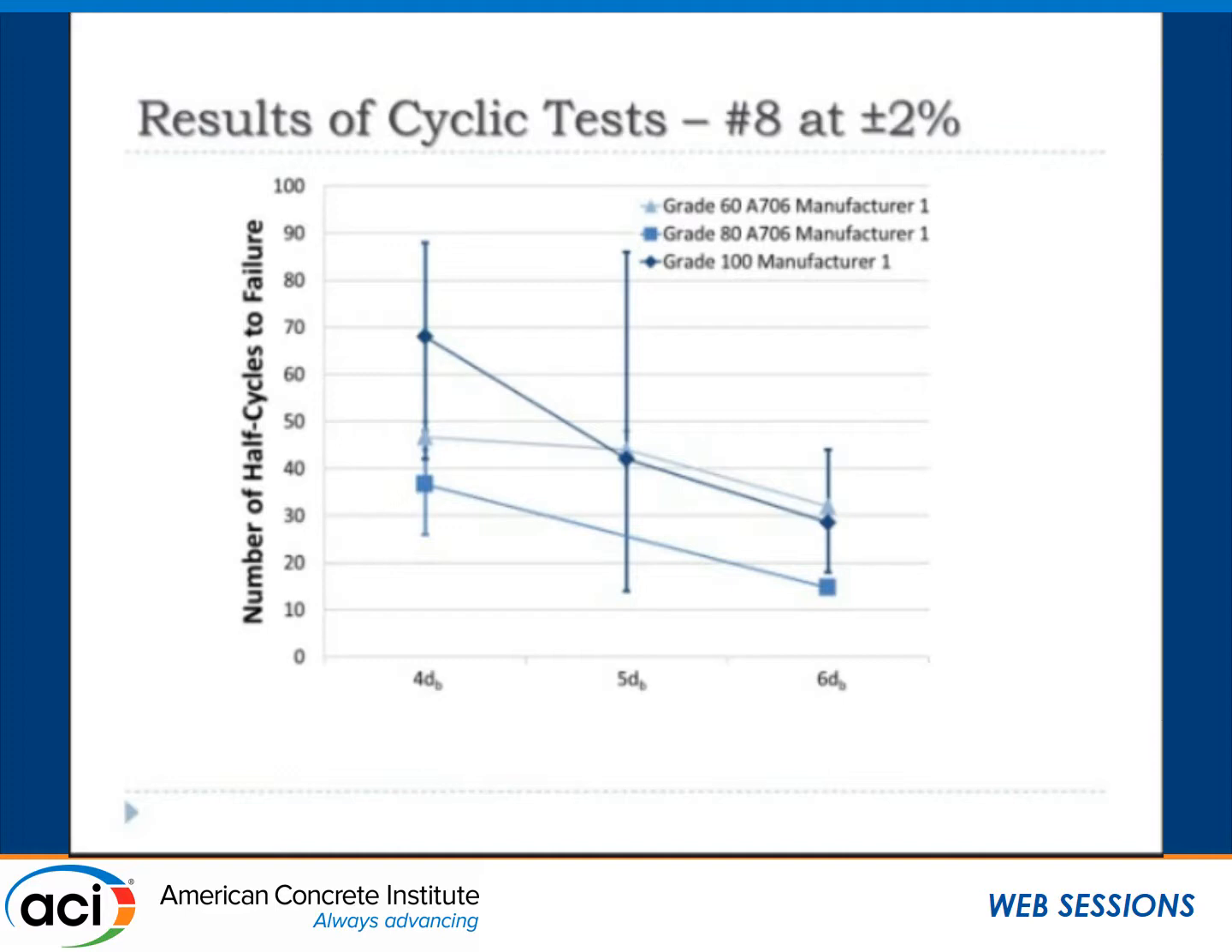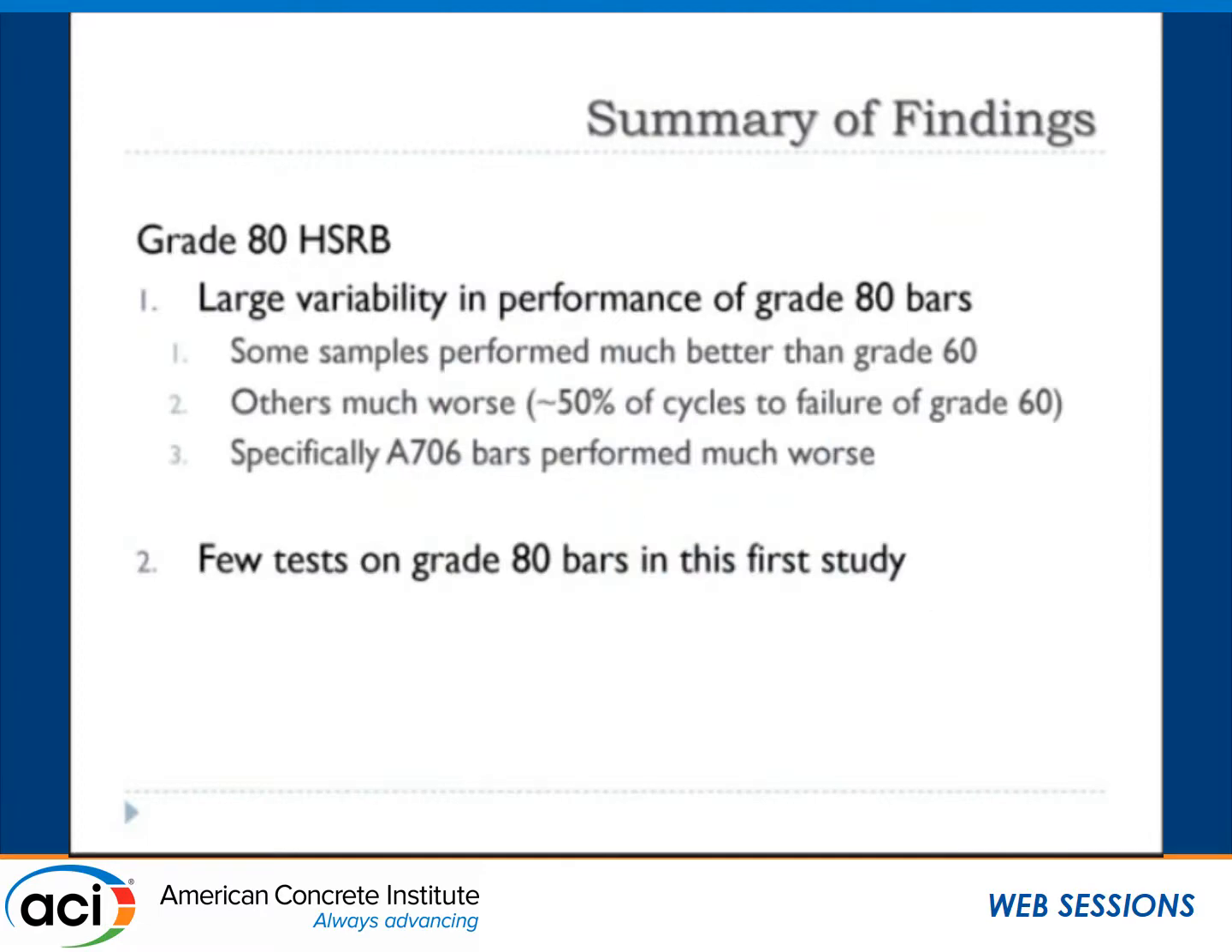And what came in as a surprise is that the grade 80 was very variable. Some came in much higher, some came in much lower than grade 60. And so the grade 80 conclusion was some much lower, some much higher, but we've only tested a few at that point. So that started us thinking, well, we should really try and figure out how to refine those grades.